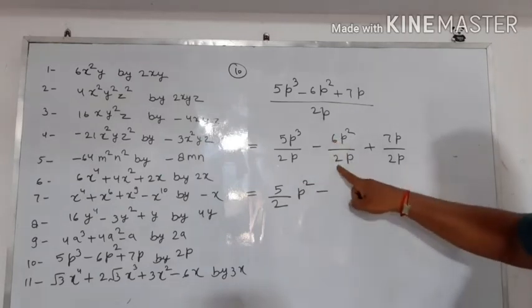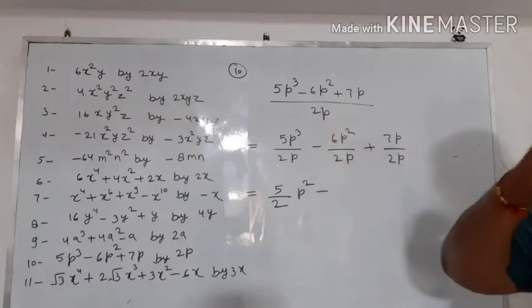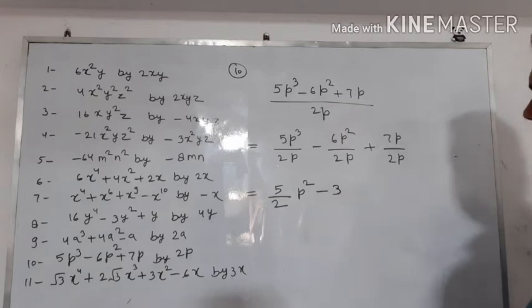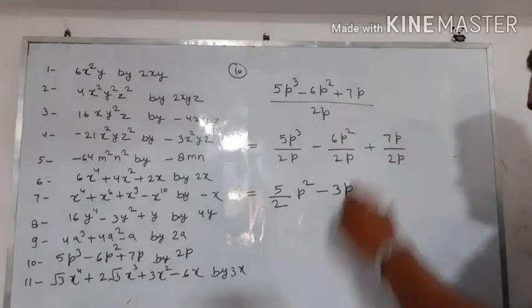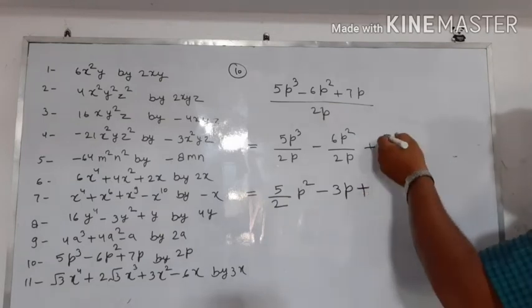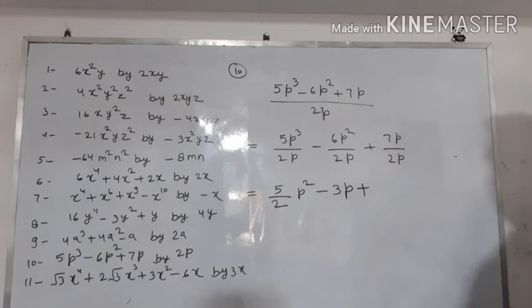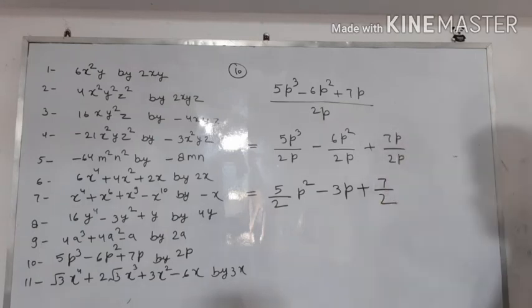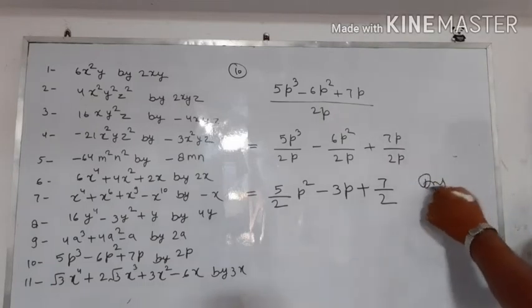6 we cannot divide by 2. Sorry, 6 we can divide by 2. And when 6 is divided by 2, we will have 3. And p square when divided by p, we will have only p. After that plus sign, again 7 we cannot divide by 2. So we will write as it is, 7 upon 2, and p will be cancelled. So 7 upon 2, this will be our answer.